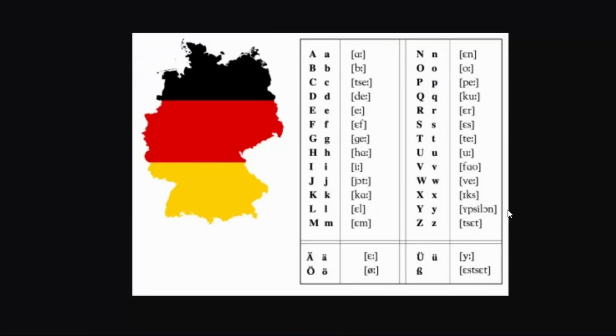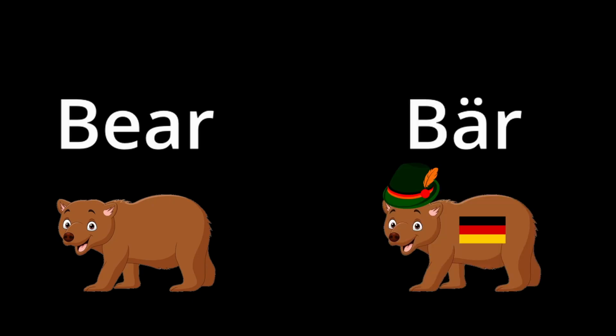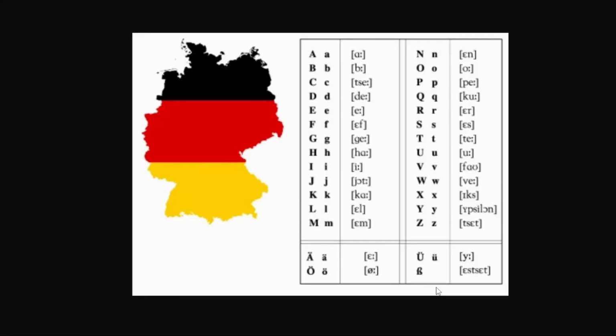Now, for the umlaut words. What I find interesting for the A umlaut, A with two dots on top, is that it sounds like an E. For example, bear is, well, Bär, with a B, A umlaut, and an R. So if you want to pronounce A umlaut, just say E, that's it.